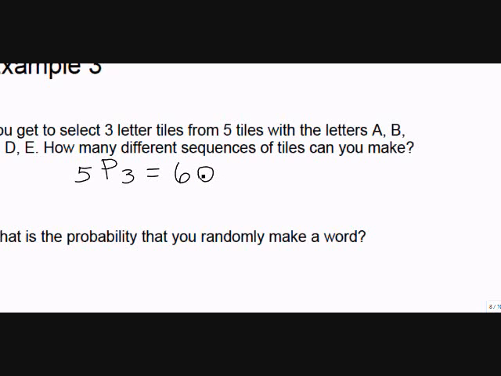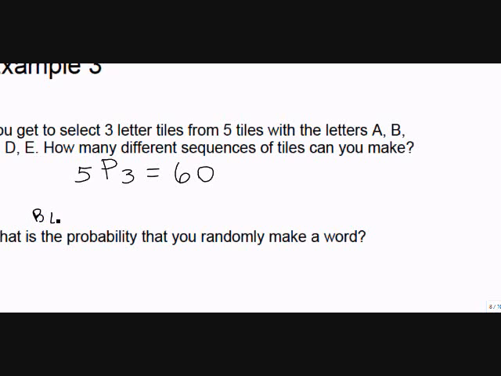Okay. Now my probability question is, what's the probability that we randomly make a word? Well, in words, the order in which you put the letters down is important. So I have to count all 60 ways of putting down A, B, C, D, and E in sets of 3. So that's why I used a permutation. Now, which one of these are words? What words can you make from A, B, C, D, E with 3 letters?